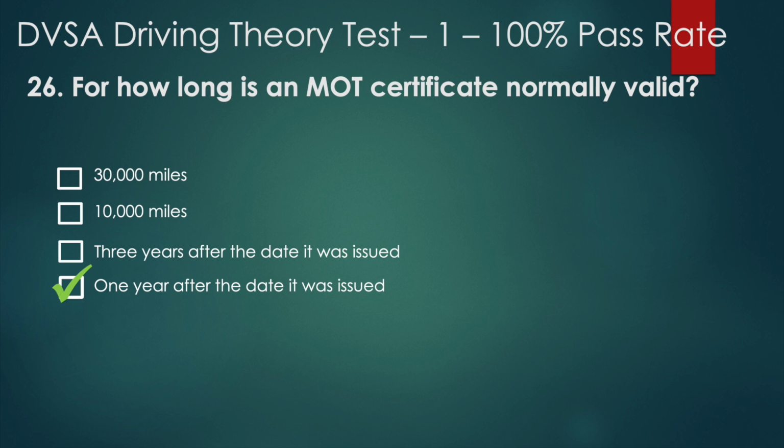The answer is D. 1 year after the date it was issued. If it is a new vehicle, for the first 3 years, there is no MOT. After the 3 years, every year you would need to get an MOT certificate.